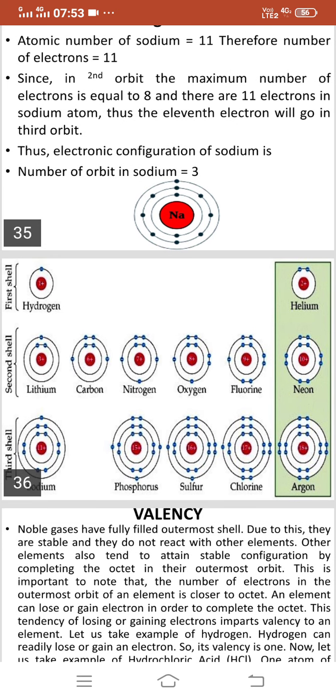So you can see in these particular slides all the atoms like hydrogen, helium, lithium, carbon, nitrogen, oxygen and their atomic structures and their electronic configuration, how electrons accommodate in various orbits of an atom.